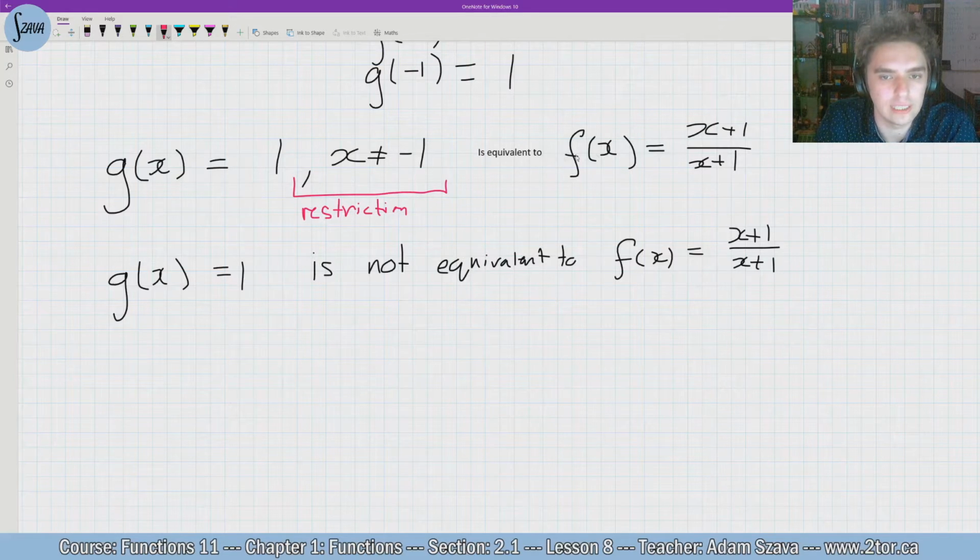And that's kind of how you do it. You can say these two are equivalent because g of x equals 1 such that x cannot equal negative 1 is completely equivalent to f of x equals x plus 1 over x plus 1. Because both of these will always evaluate to 1 whenever you put an x value that's in its domain. Right?